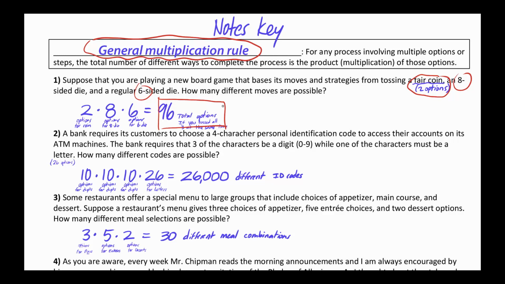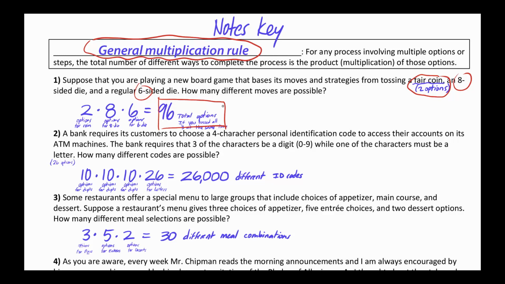Question number 2, kind of similar. A bank requires its customers to choose a 4-character personal identification code to access their accounts on its ATM machines. The bank requires that 3 of the characters be a digit, so that could be from 0 to 9, while the other character must be a letter. How many different codes are possible?